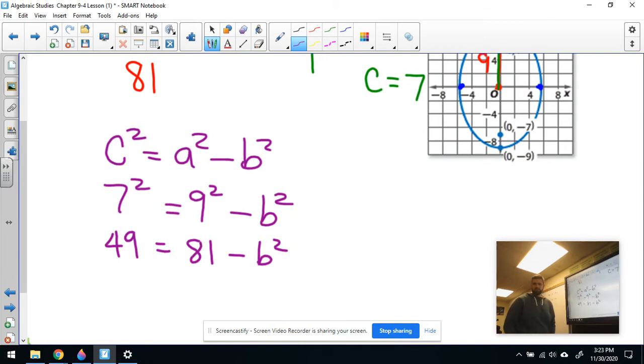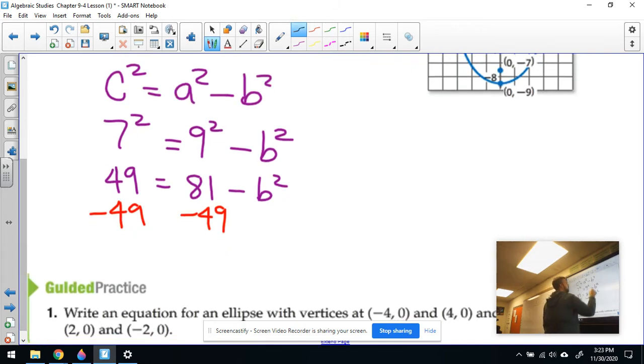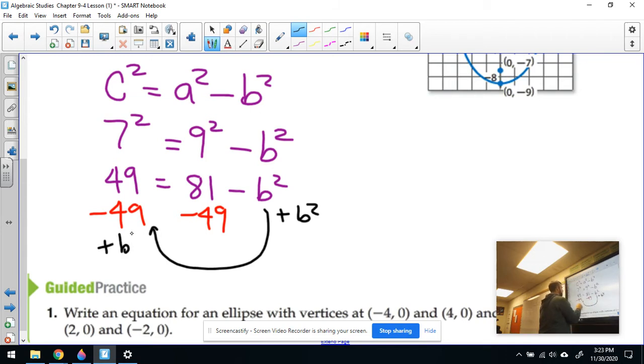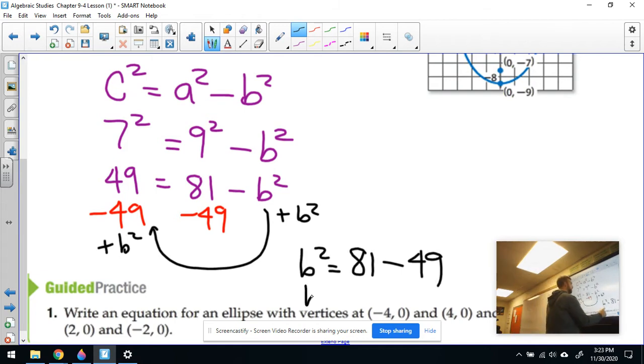So how can I figure this out from here? Well, if I want to figure out what b squared is, there's a little bit of math involved, but basically it ends up going like this. I can subtract 49, and I can also move b squared to the other side by adding it, so plus b squared and plus b squared. You'll notice this pattern when you do it long enough: b squared is equal to 81 minus 49, or a squared minus c squared. So I subtract those two numbers, and I find that b squared is equal to 32.